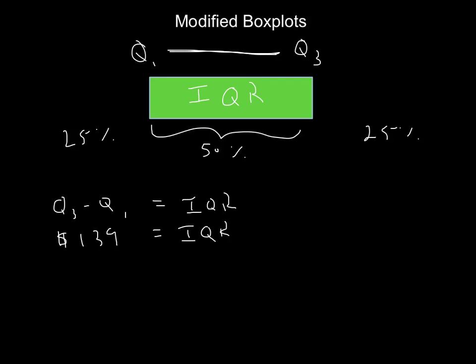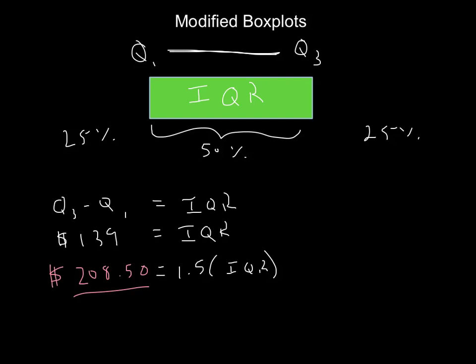The next thing we'd like to know is what's 1.5 times IQR. And this is a critical component of every construction of a modified box plot by hand. So we're going to multiply 1.5 times this value here. 1.5 times 139 is going to get us 208.5. I'm just going to put a 0 after that because this is in dollars.